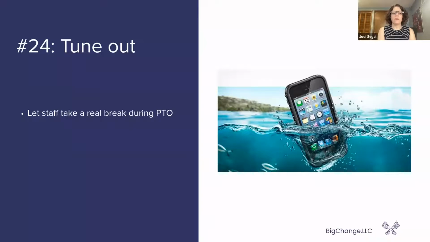Tune out. Please let staff take a break when they are off work. Set quiet hours for email where staff won't send messages, such as 7 p.m. to 8 a.m., is a practice that some employers are using. When staff are using paid time off, then don't require them to check messages and don't contact them.